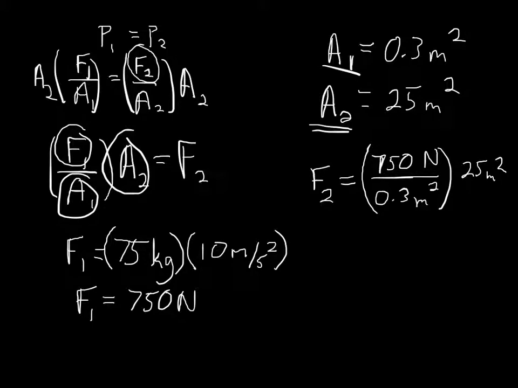And if we multiply all this out, force 2, the force that I can lift with the hydraulic press, we see our square meters cancel. We're going to end up with newtons. That's a good thing. And the final answer that we find is 62,500 newtons.